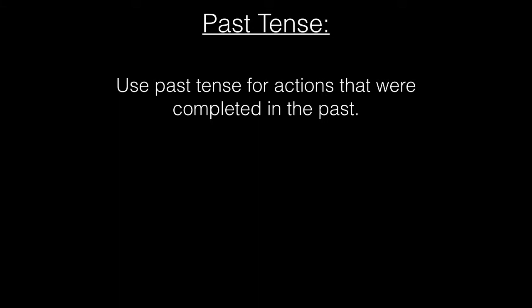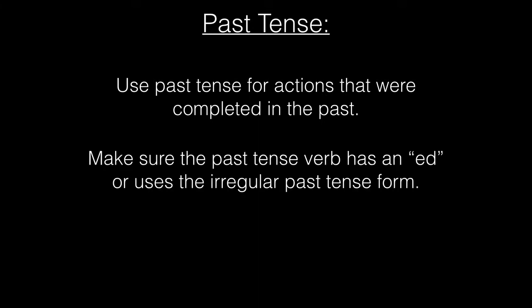So that brings us to our index card, which is about the common errors people make with past tense. So you can write past tense at the top of your index card if you're choosing to write this down. And you want to use past tense for actions that were completed in the past. And then you want to make sure the past tense verb has an ed or uses the irregular past tense form. And you can pause this to write it down if you need to. Then on the back side, you can write a couple of examples.